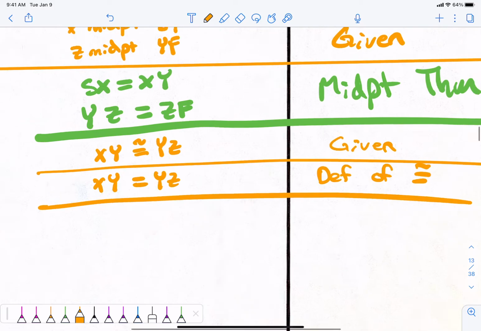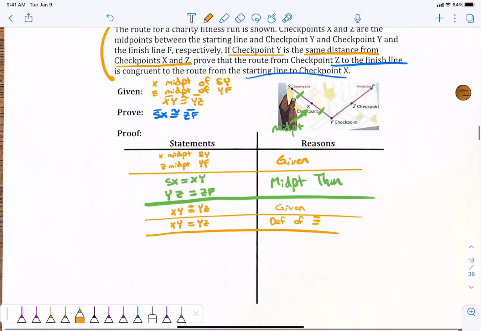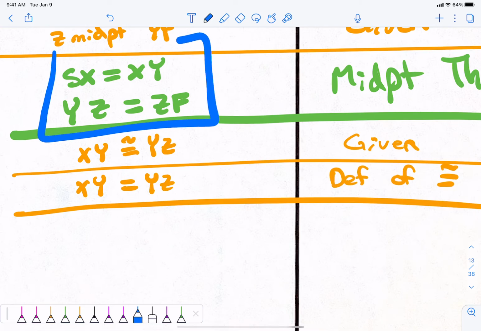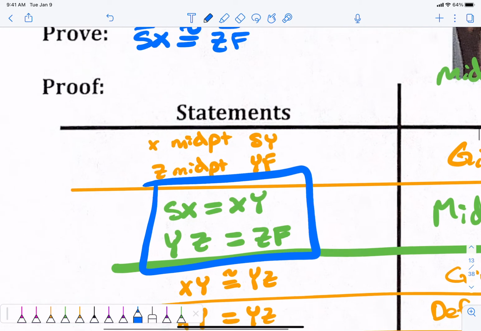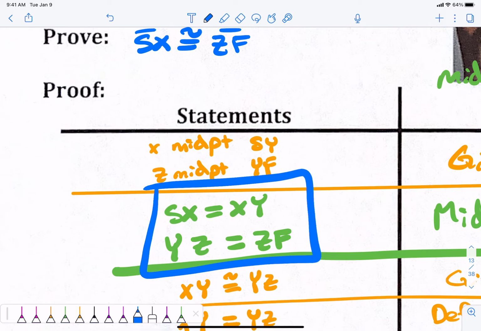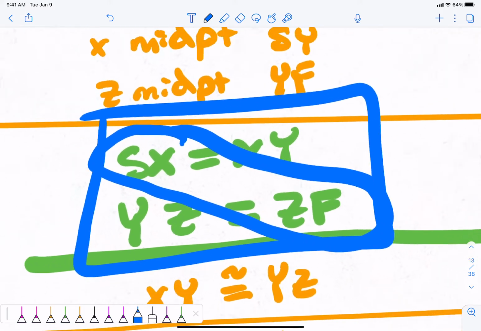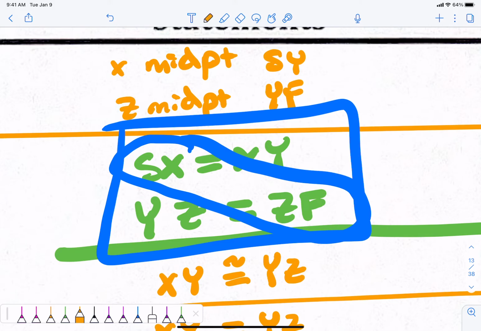All right, let's look back at this information right here. Let's check out that second step. What we're trying to do is show that SX is the same thing as ZF, right? Well, it kind of looks like cross multiply. But do you remember before, when we had A equals B and B equals C, then A equals C, we can cross them? That's what I was thinking.